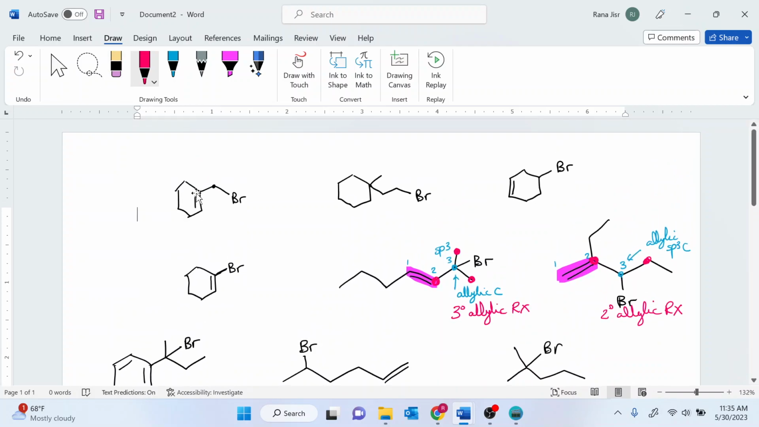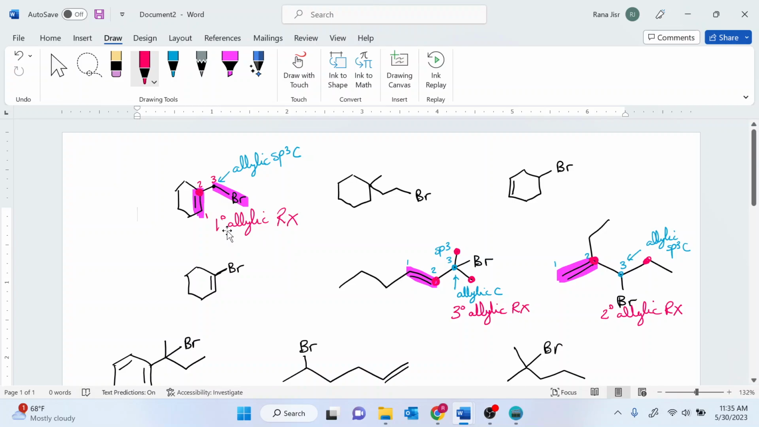For example, over here, this is an example of a primary allylic alkyl halide because my double bond is here. And if I want a number, that's going to be 1, 2, and 3. So this is going to be my allylic sp3 hybrid carbon. And that allylic carbon is connected to just 1 carbon. So this is your allylic carbon over here, and it is connected to just 1 carbon. So this is going to be a primary allylic alkyl halide.